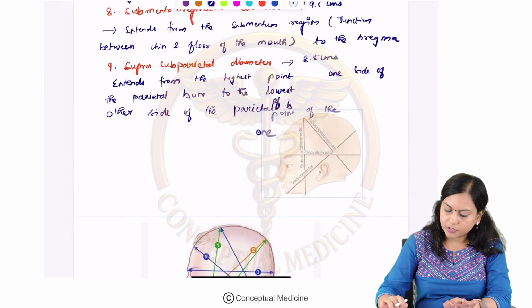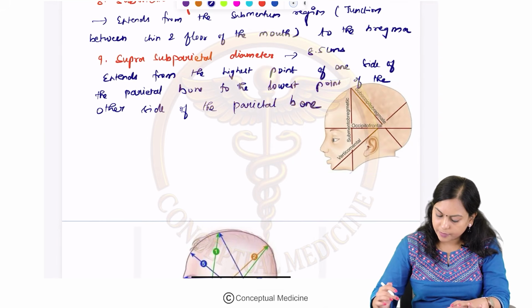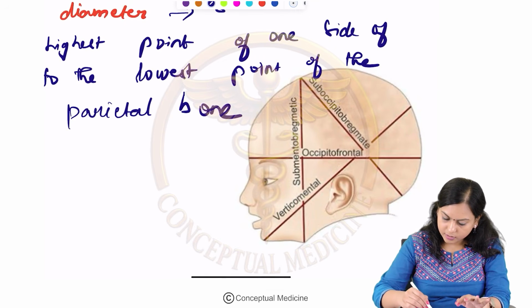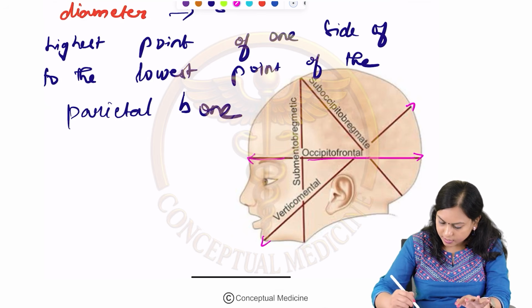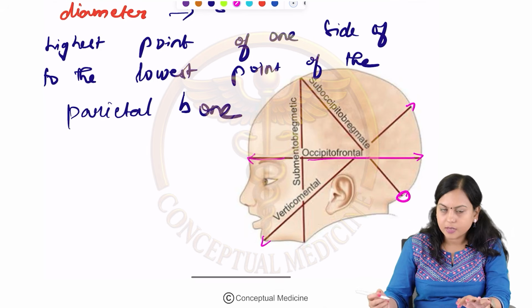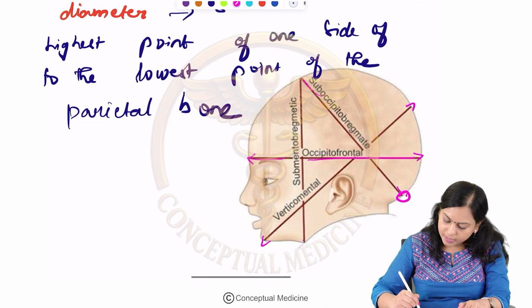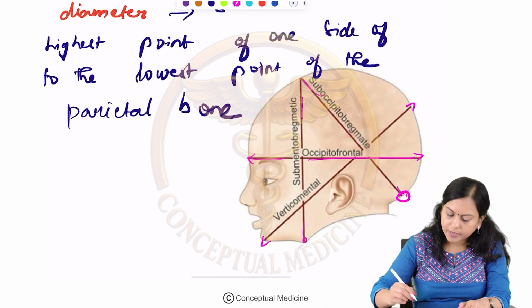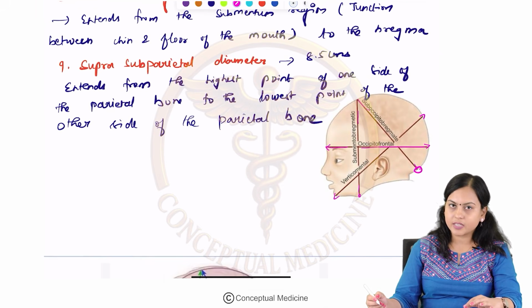Okay. So, in this picture, if you see this picture, you are able to see the occipito-frontal diameter. Okay. This is the vertico-mental diameter. This is the suboccipito-bregmatic diameter, starting from the suboccipital region or the nape of the neck, and this is the submento-bregmatic diameter. Okay. Now, among these diameters, which is the greatest diameter? It is the mento-vertical diameter. Okay.